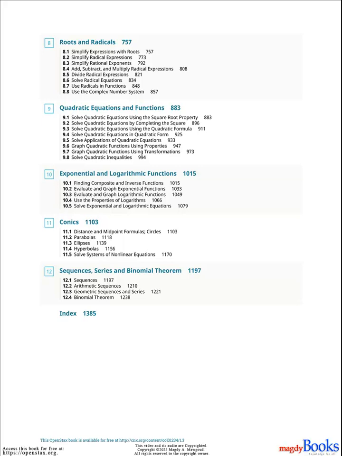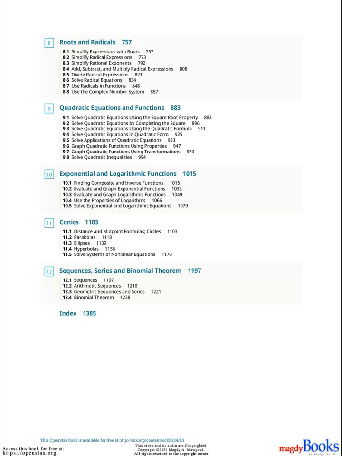Roots and radicals. 8.1. Simplify expressions with roots. 8.2. Simplify radical expressions. 8.3. Simplify rational exponents. 8.4. Add, subtract, and multiply radical expressions. 8.5. Divide radical expressions. 8.6. Solve radical equations. 8.7. Use radicals in functions. 8.8. Use the complex number system.